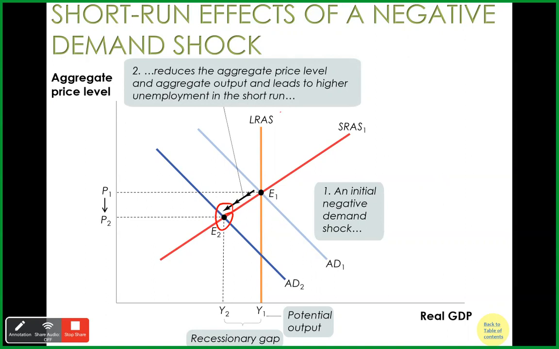So this is our long run equilibrium, and clearly we can see there's a gap between what we produce and what we can potentially produce, and we call this a recessionary gap.